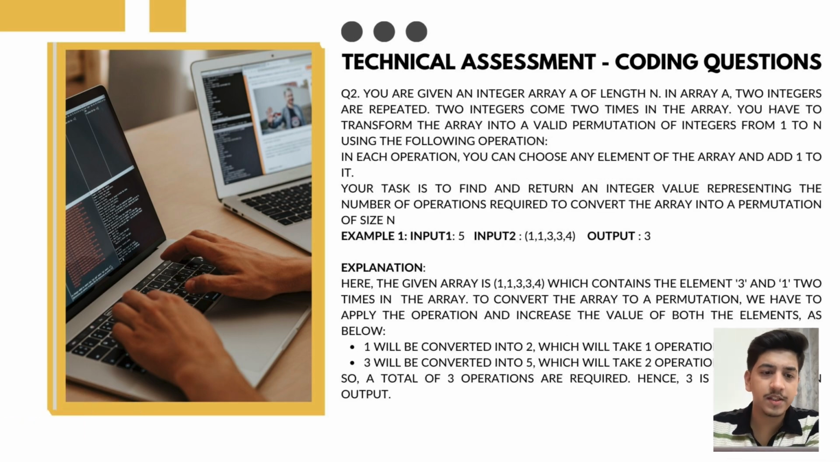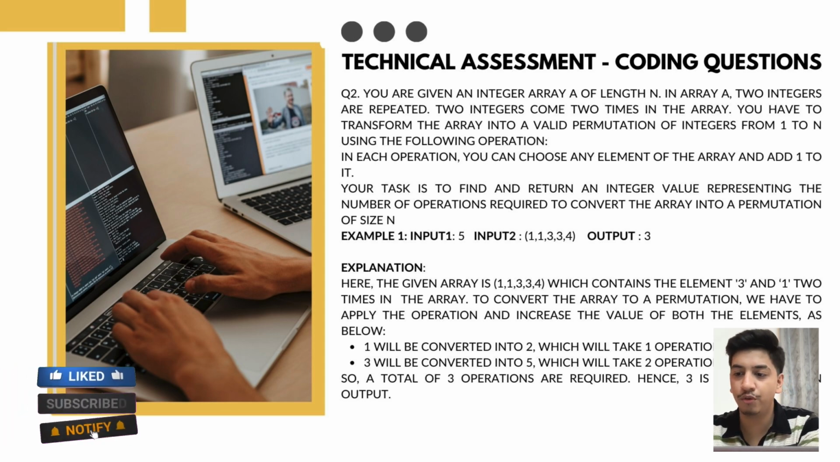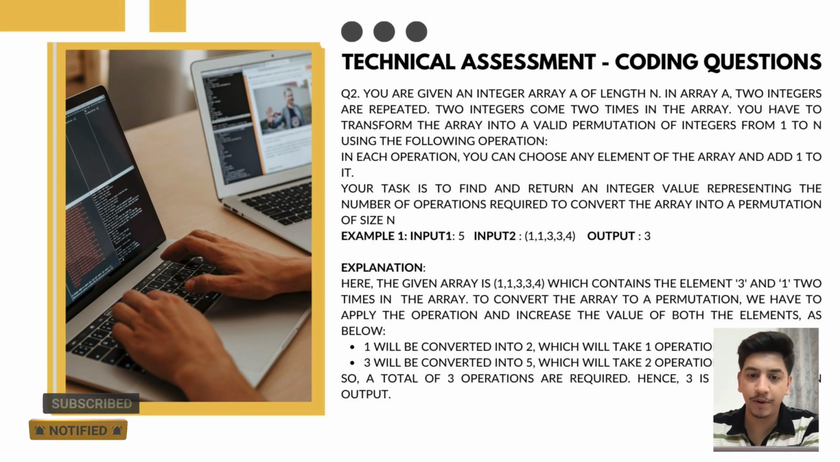Second coding question is convert to valid permutation. So let's understand the problem statement. You are given an integer array A of length n. In array A, 2 integers are repeated. 2 integers came 2 times in the array. You have to transform the array into a valid permutation of integers from 1 to n using the following operations.